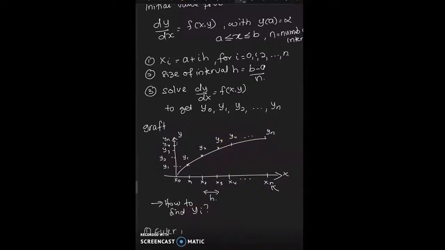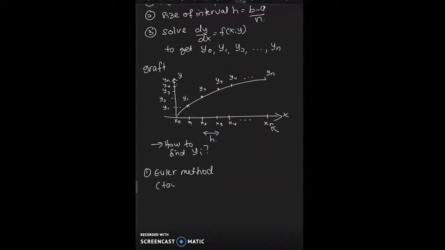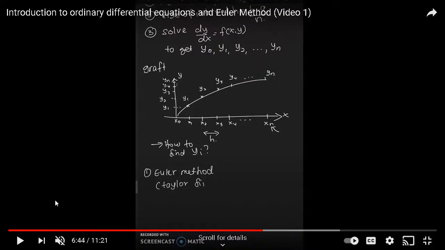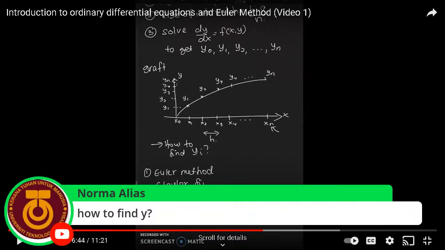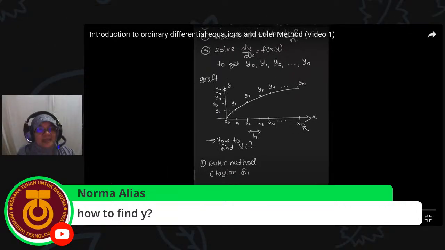So the next question here is how to find y. How to find yi? So now set in your mind how to find y. This is my question. How to find y? Where does y come from? From dy over dx equal to f(x, y). How to find y? So we stop here. I just gave you the introduction about chapter 8.